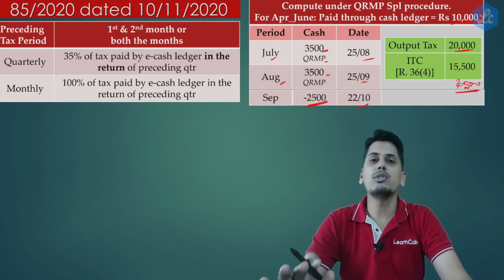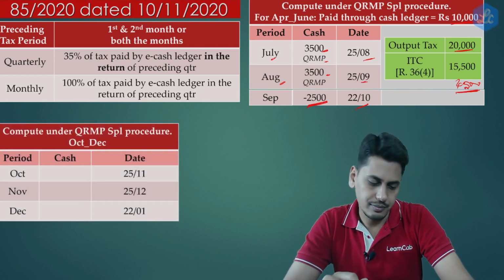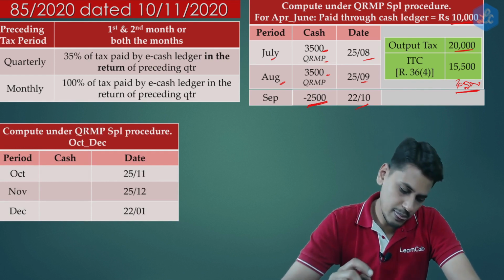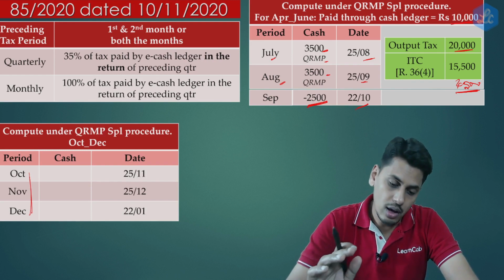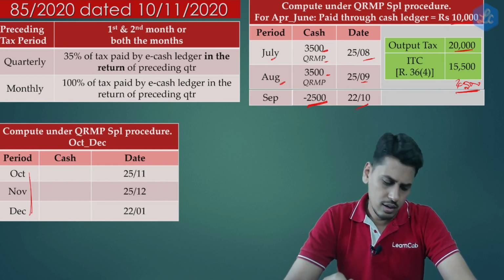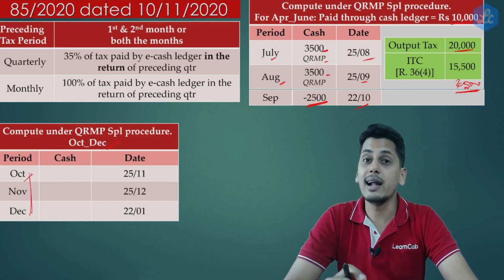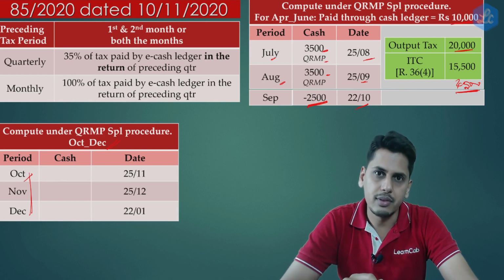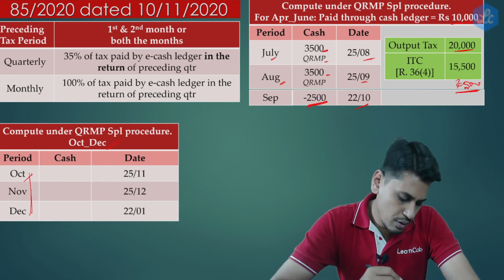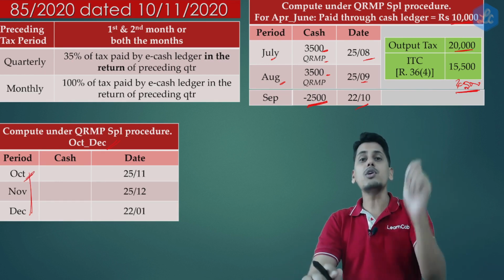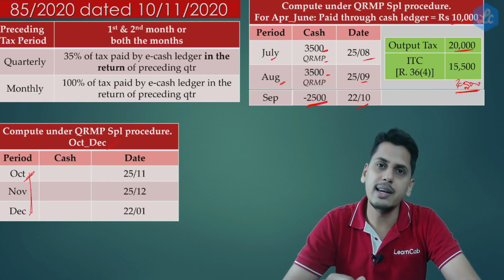So friends, this is how the fixed sum method is going to work. Let's just extend this case. Now friends, let's say we are talking about October, November, December. For the months of October, November, December, he is still continuing under QRMP scheme. Now please tell me friends, for the month of October, what is the amount which needs to be deposited in his electronic cash ledger? Let's check the preceding tax period.